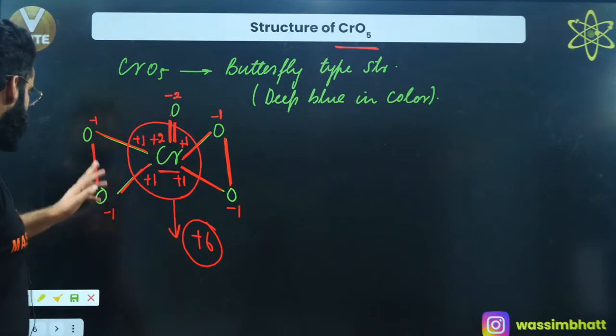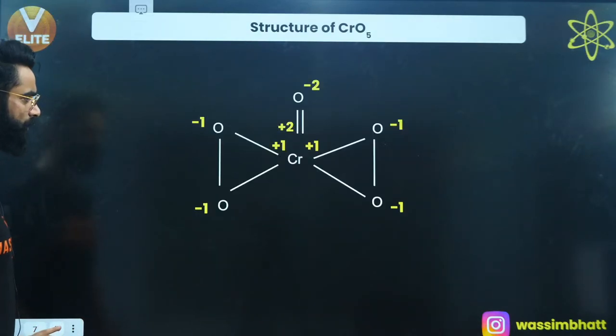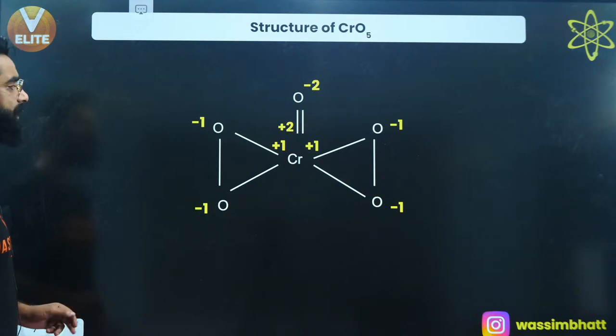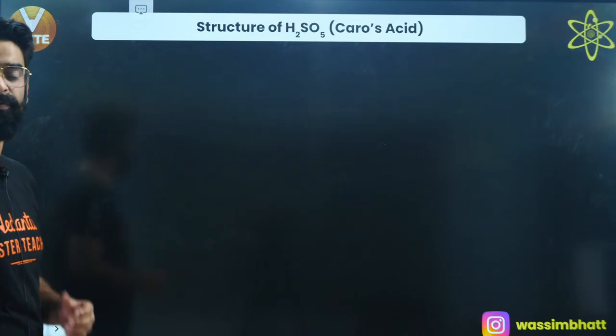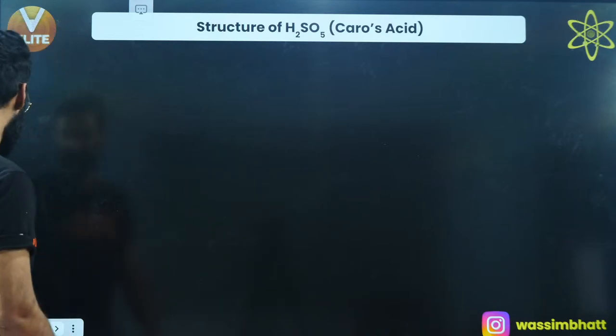Okay, so this was our first structure, which I want all of you to take note of. I'm sure you would have taken note of it, and plus 6 is the oxidation state of chromium in the case of CrO5, right?